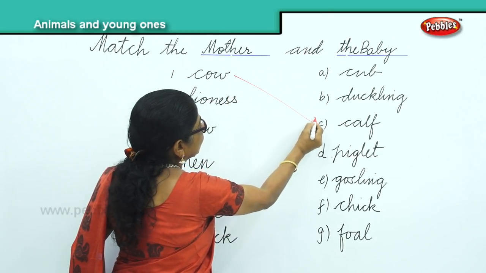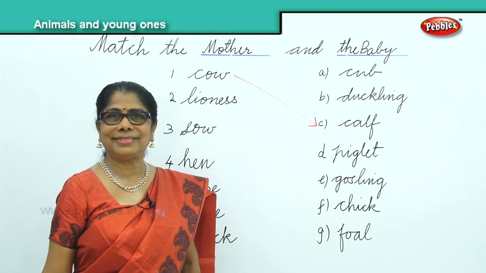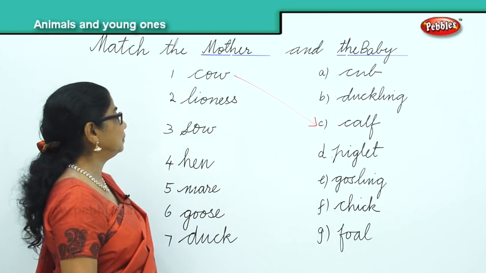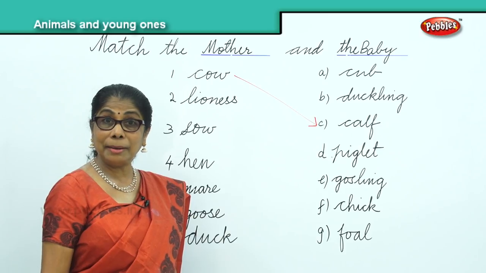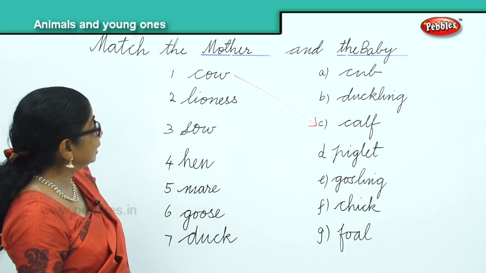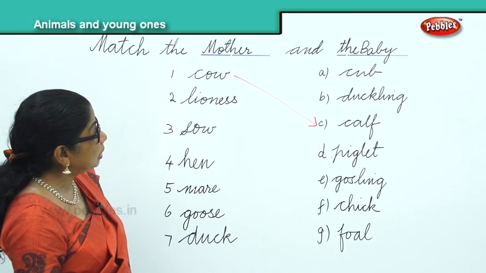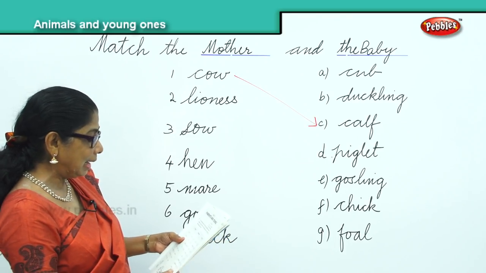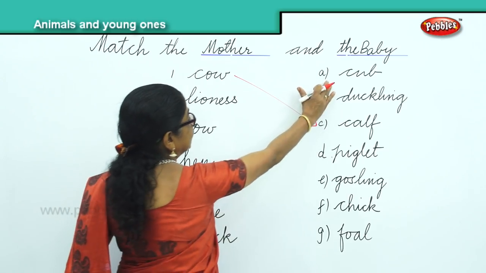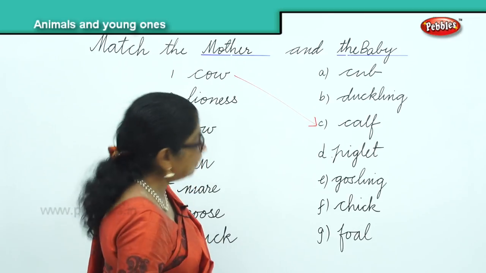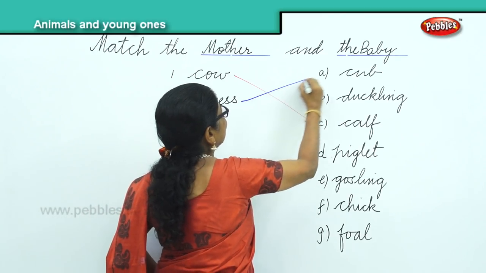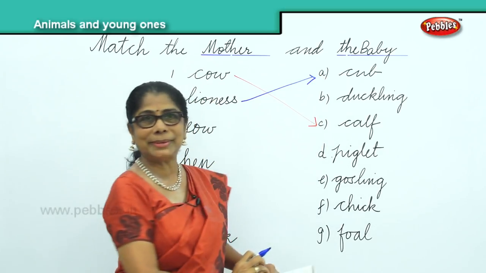Cow, calf. Okay? So, mummy cow, the baby's calf. Lion. Mummy lion's baby. Where is the baby? Mummy lion's baby is called cub. Where is the cub? Cub is here. So, we have cub. Lion's baby is called cub.